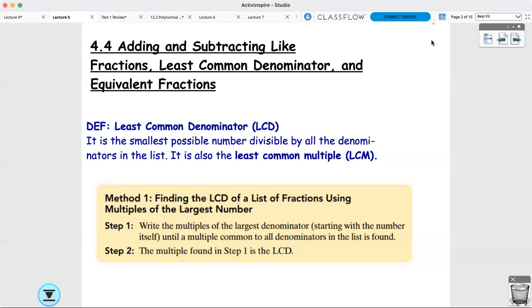Method 1. I'm going to show you two different methods on how to find the LCD. This first one is finding the LCD of a list of fractions using multiples of the largest number. Write the multiples of the largest denominator, starting with the number itself, until a multiple common to all denominators in the list is found. The multiple found in step 1 is the LCD.